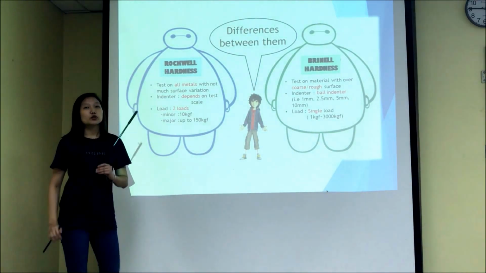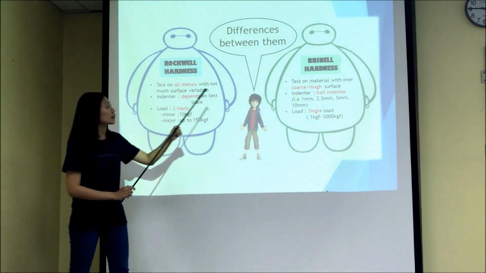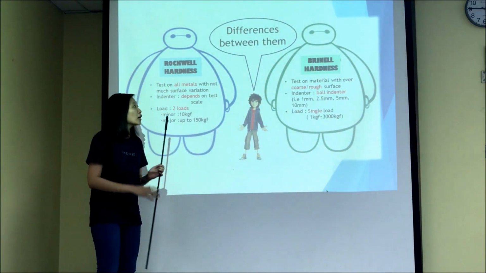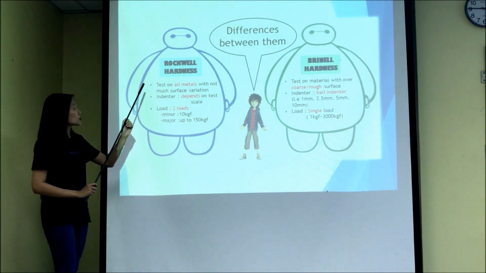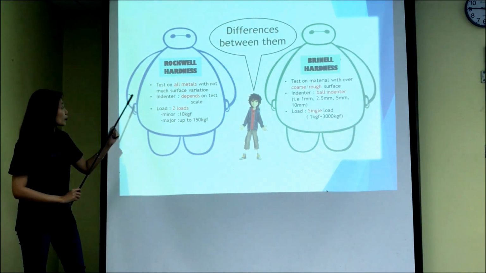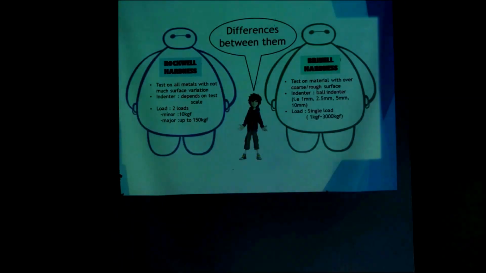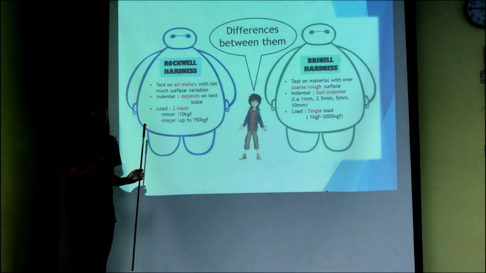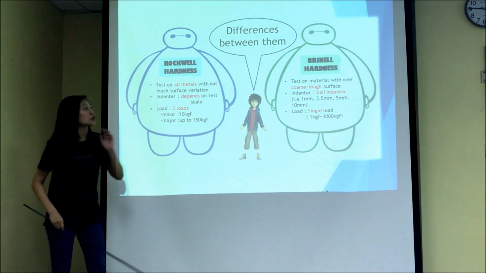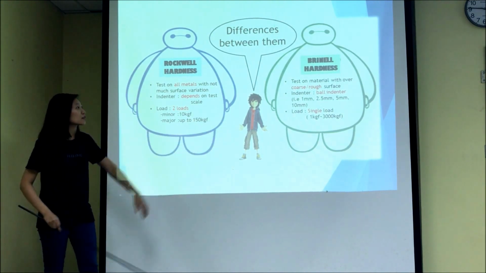The specimen that we choose is a crankshaft, and that's why we use the Rockwell hardness and Brinell hardness tests to test the hardness of the specimen. There is a difference between Rockwell hardness and Brinell hardness, starting with Rockwell hardness. It can be tested on all metals, but there must be no difference in the surface variation. While Brinell hardness can test materials with coarse or rough surfaces.